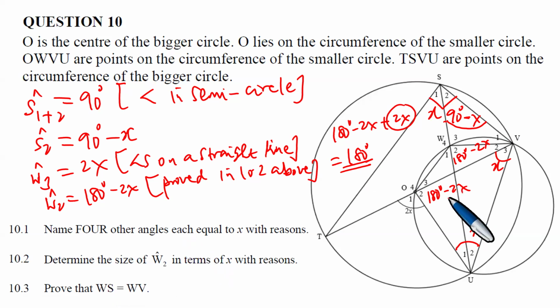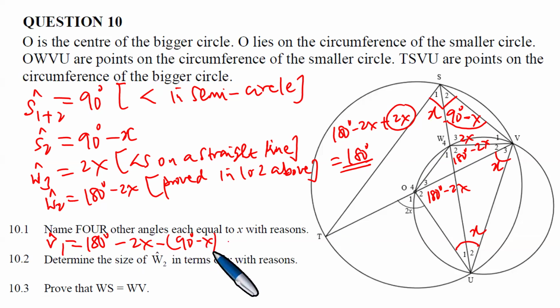All right, so that's what we have. The W2 is there. What is the size of the angle V1 now? V1 is 90 minus x. So how do you know it's 90 minus x? Maybe that's what you need to ask. 180 minus 2x minus 90 degrees minus x, which is 180 minus 90, 90 degrees. And then this one is x and this is minus x. 90 degrees minus x.